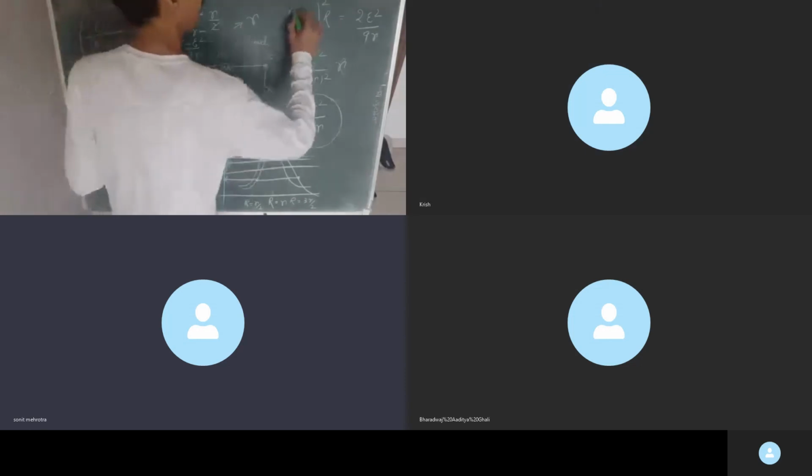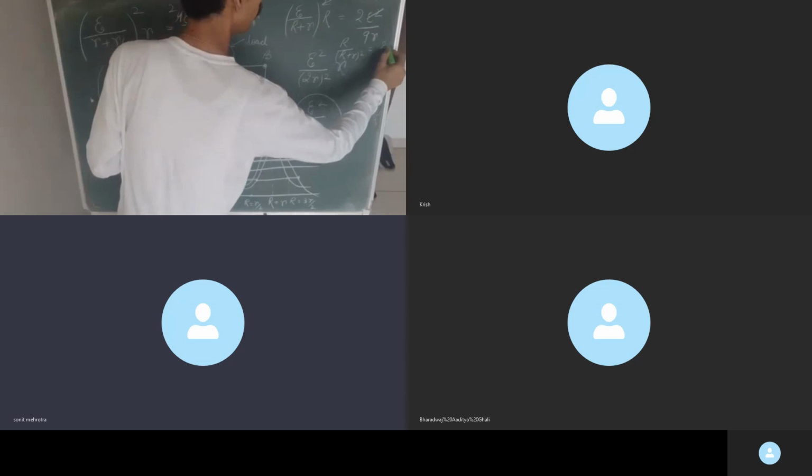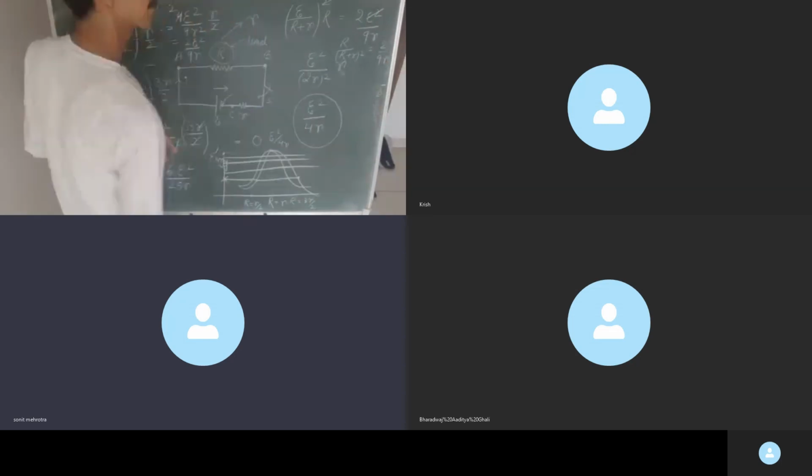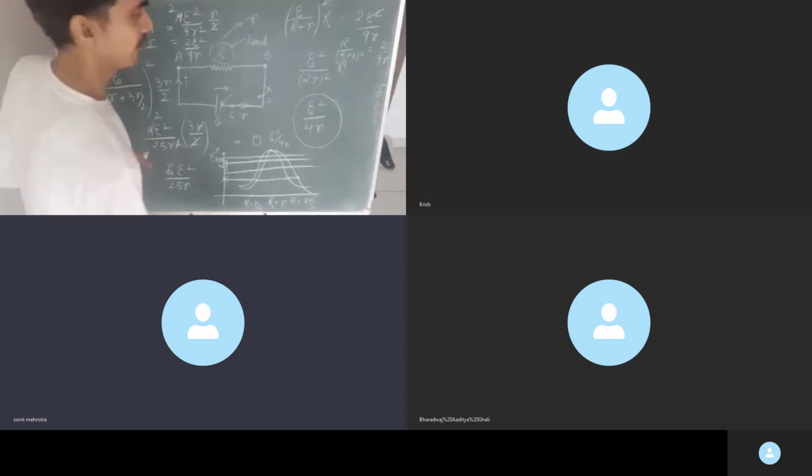Now what can we say? E square gone, E square gone. What are we left with? R divided by R plus r whole square is equal to what to us? 2 divided by 9r, E square gone. Fine? And then you get from here 9 capital R small r is equal to twice of capital R plus small r whole square.